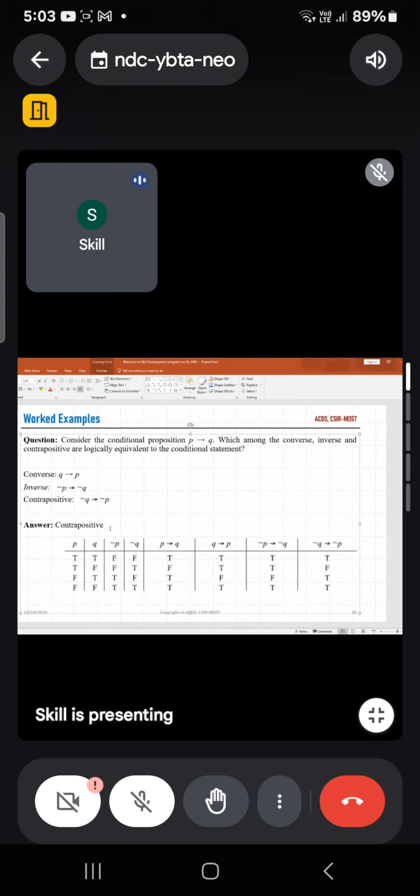Till now, is there anything you have to ask? In first order logic, what we have seen.